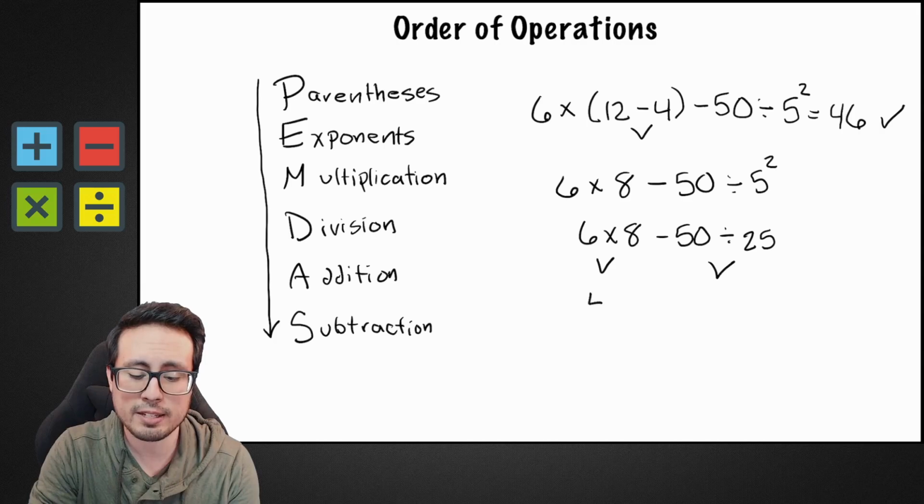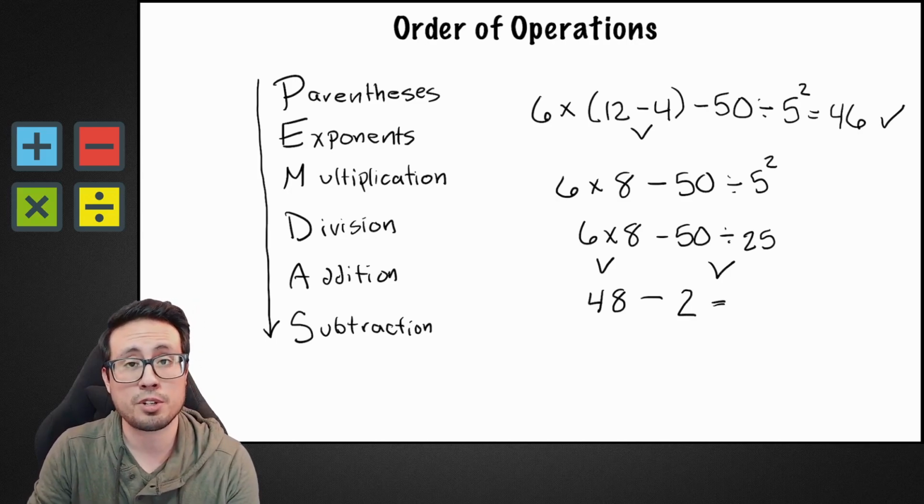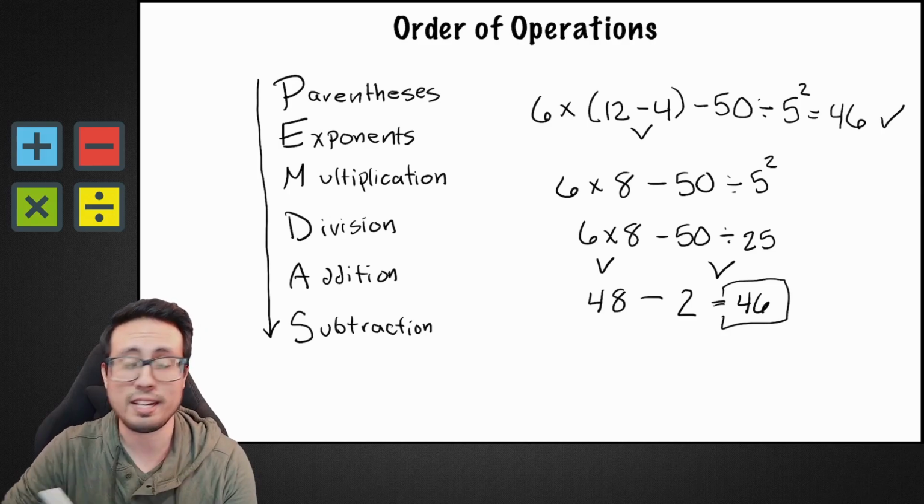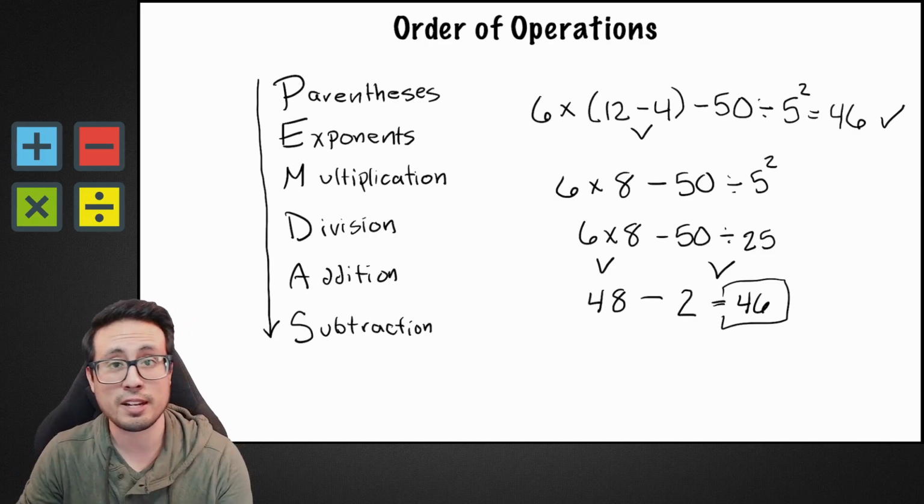6 times 8 is going to give us 48, right? Minus 50 divided by 25, which is going to give us 2. 50 divided by 25 is 2. And now there is no more multiplication or division, so I can go to addition and subtraction. There's only one subtraction left. We get 46. And boom, we did it. Excellent. Just like pros, we got the answer, which was 46.